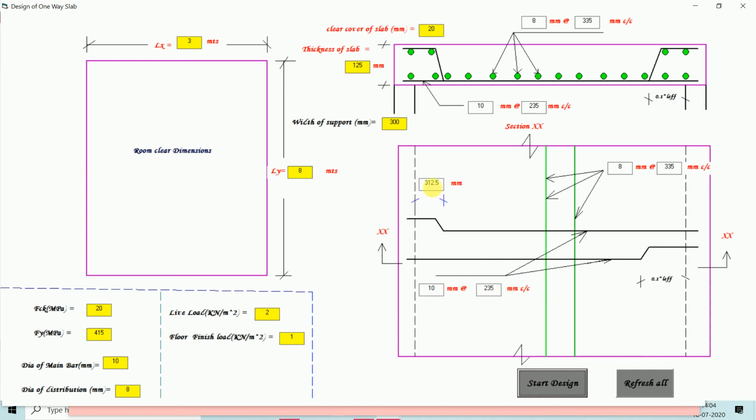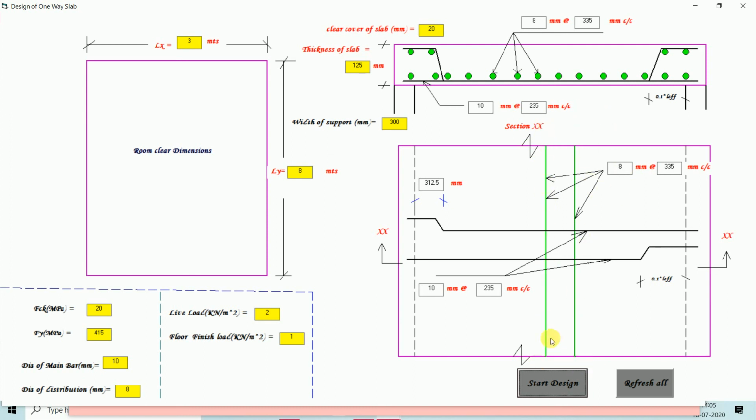Then you have to provide alternate bent-up bars at a distance of 312.5 mm from the supports, alternately. Then the second one is the distribution reinforcement. After designing we got 8 mm, and we have to provide 8 mm at the rate of 335 mm center to center. This is the distribution reinforcement.